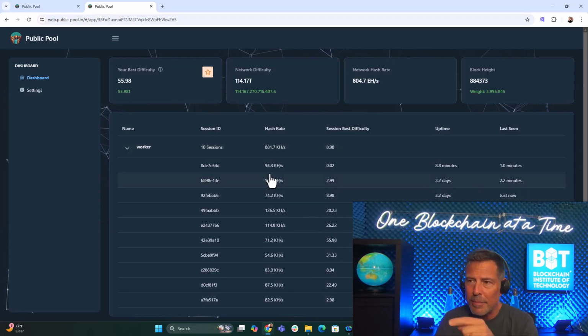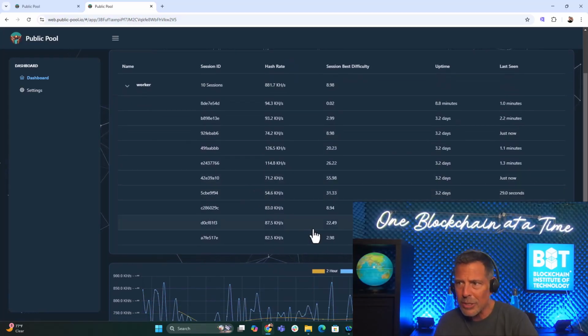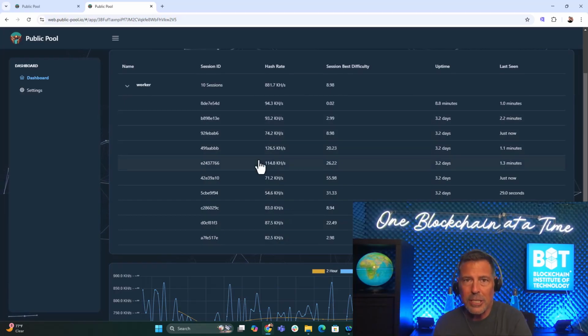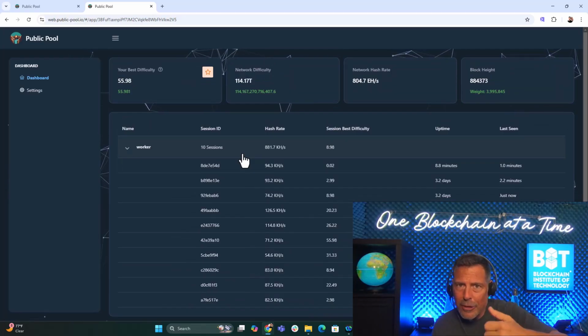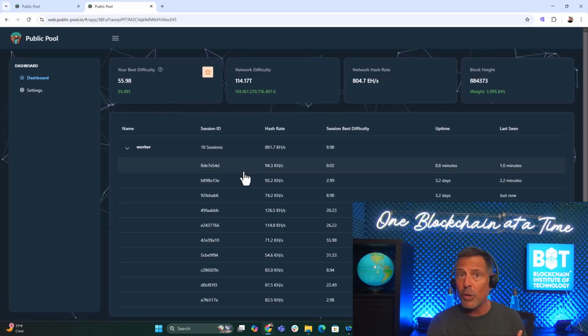And check out the beauty of it. Each one of the miners on its own has a lower hash rate. So you see you have like 87 kilo hashes. This is 94 kilo hashes. But when you combine it all together, those 10 Nerdminers that I showed you, they're running over 800 kilo hashes. And that's the beauty of doing and why you want to be running multiple miners.